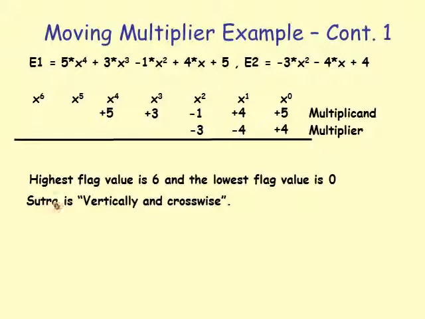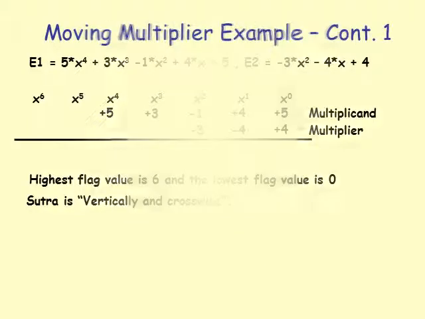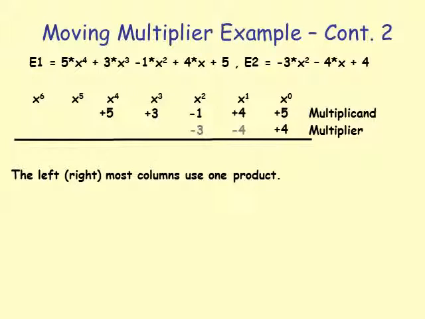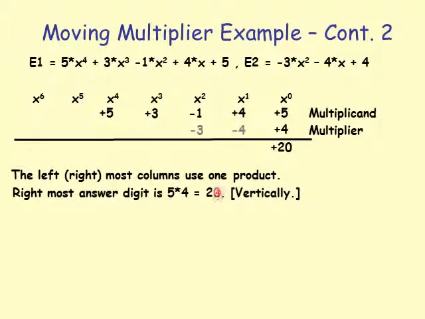The sutra is vertically and crosswise. That's what the sutra is. Now we start from right to left. On the rightmost column, we use one product, and it comes from one column of the multiplier, vertically here. So 5 times 4 is 20. 20 is my result in the constant term, which we did vertically here. 5 times 4, 20, and vertically it comes in the constant term.